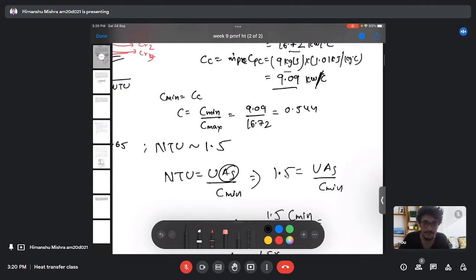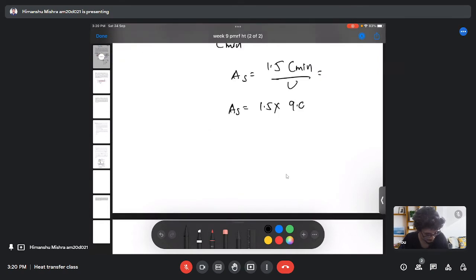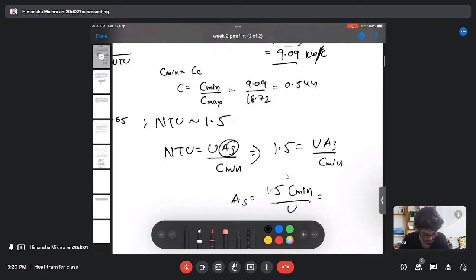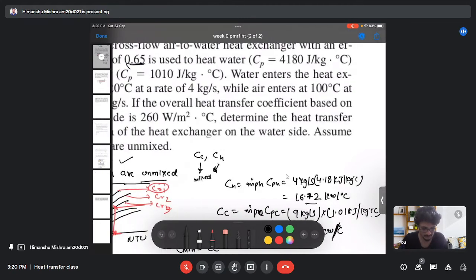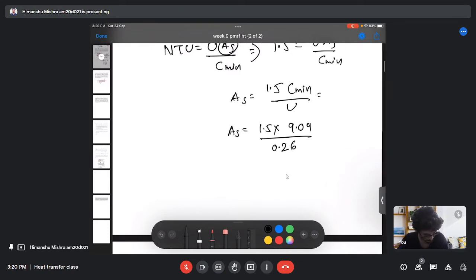So my heat capacity for the cold fluid is 9.09, and the overall heat transfer coefficient is 260 watt. So I'm writing in kilowatt, 0.26. So my area, on calculating this, becomes 52.4 meters square.